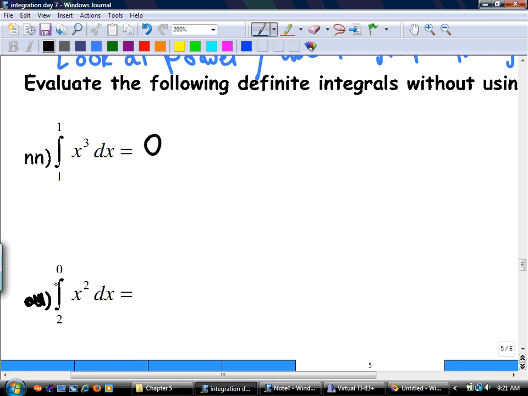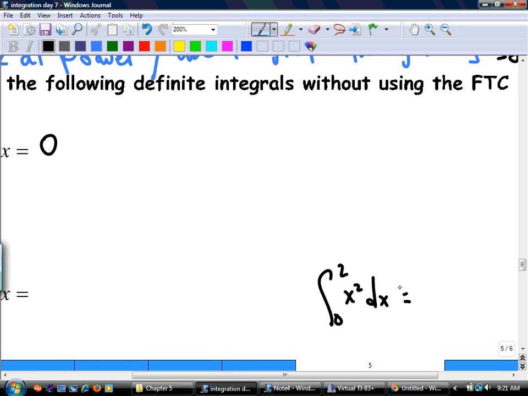Have we done the area between 0 and 2? Have we done this one somewhere in our notes? I bet you have. Okay, what's the answer in your notes to this question? 8 over 3.